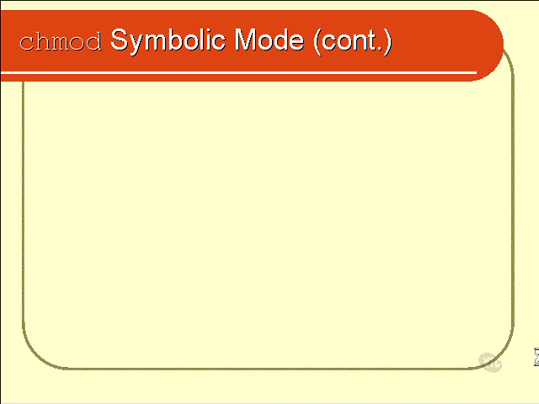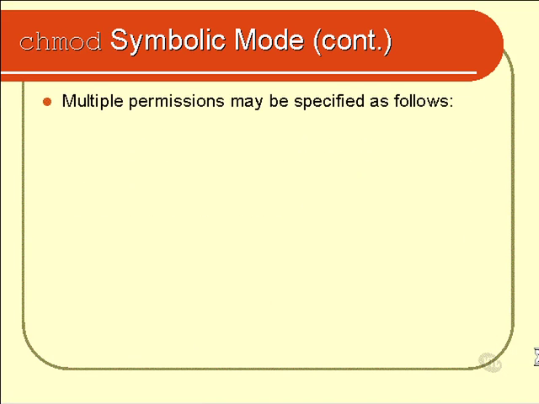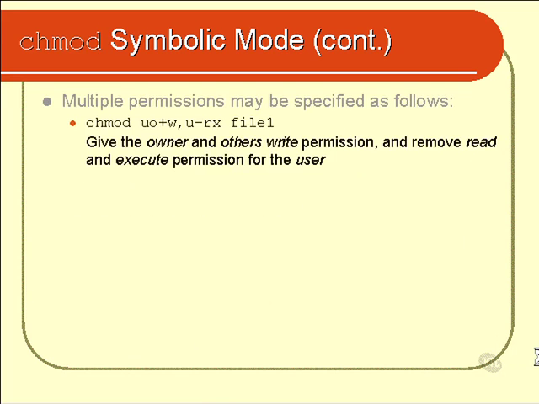To make it easy for you, they offer multiple permissions specifying in the same command, like the following. Sets of permissions are comma separated, but there's no space before or after the comma. So uo+w would give the owner and others write permission. Then the comma means I'm about to specify another set of permissions. Take away read and execute permission for the user. If you use chmod in that way, you cut down on the number of times you have to run the chmod command.